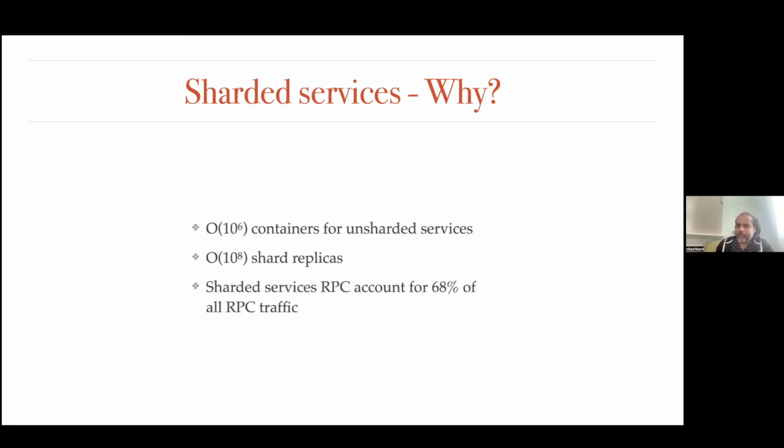On top of it, in terms of the containers serving sharded services, the sharded replicas are two orders of magnitude more than unsharded service containers. And as I mentioned before, 68% of all RPC traffic in Meta is sharded. To give you a bit of variance on this information, this percentage does not include Memcache, which is a huge service inside Meta. If we do include it, that percentage goes up to 92%. So it's a huge deal for us to support sharded services.